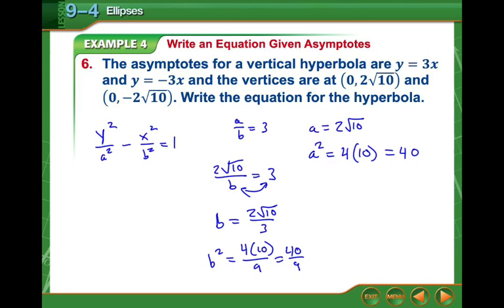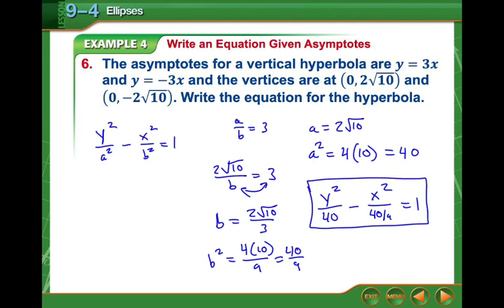So plugging everything in, we have y squared over 40, that's our a squared, minus x squared over b squared, which we just said was 40 over 9, equal to 1. And there is our equation for that hyperbola.